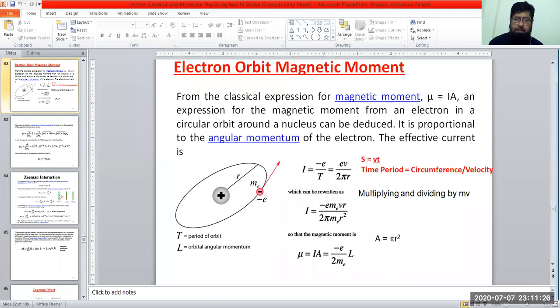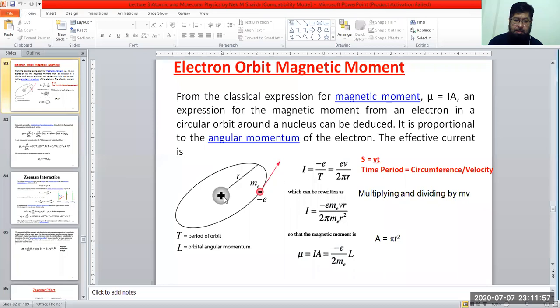I'm sharing my screen. Last time we were discussing the electron orbit magnetic moment. What we learned is that if the electron is revolving in an orbit, as a result it creates a magnetic moment, and that magnetic moment is perpendicular to the plane of the rotation of the electron. If you look at this, the arrow indicates the plane of the rotation of the electron. So the magnetic moment is normal to that plane.